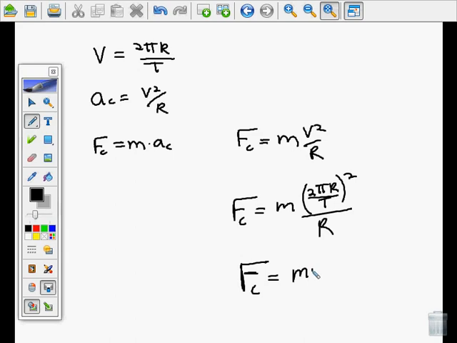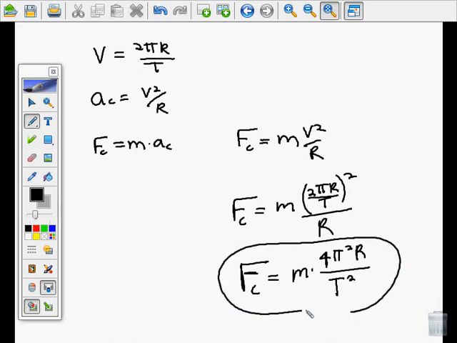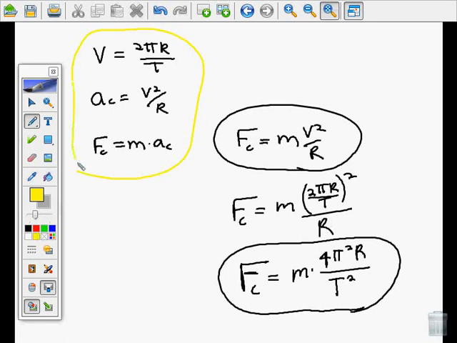M times 4 pi squared r over t squared. So there's other versions of that centripetal force formula. I say, don't worry about that. Just memorize these three right here. You know how to substitute in. You could just bring them up if you have to.